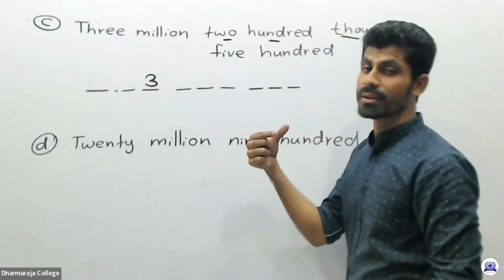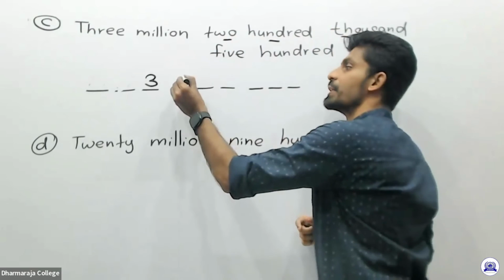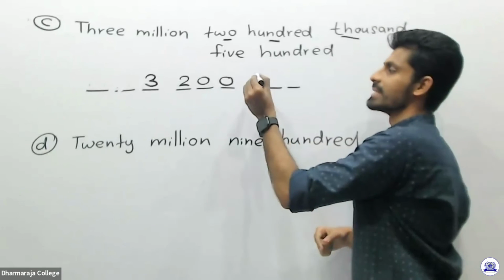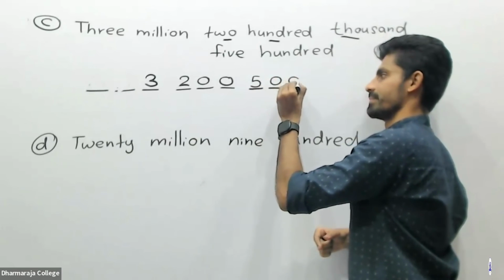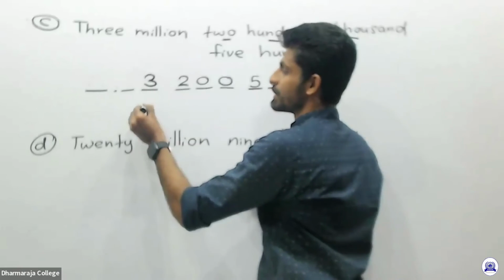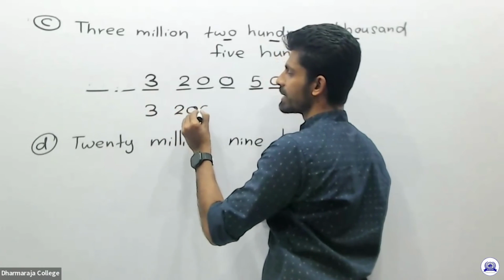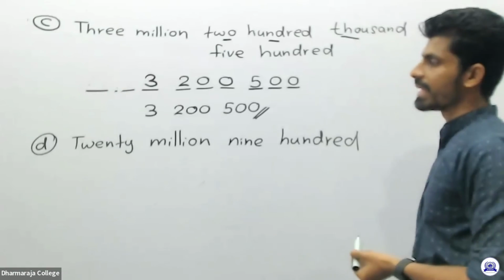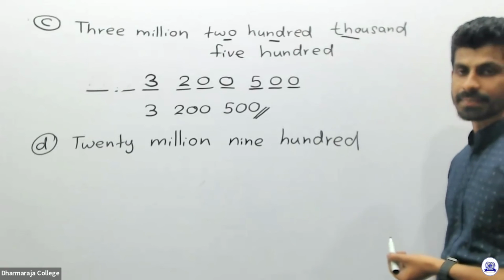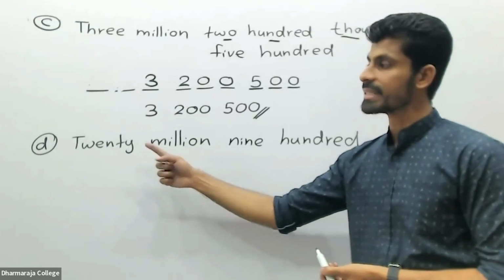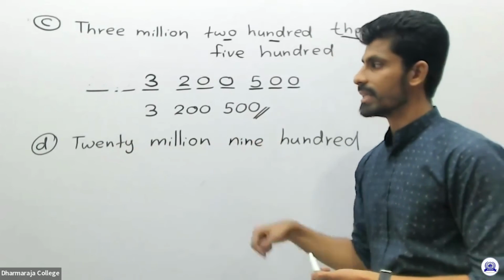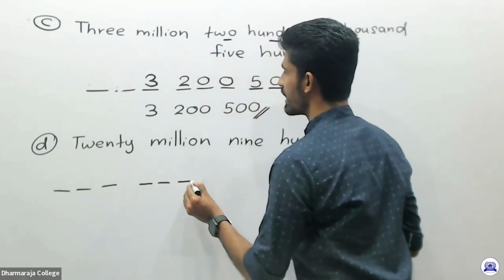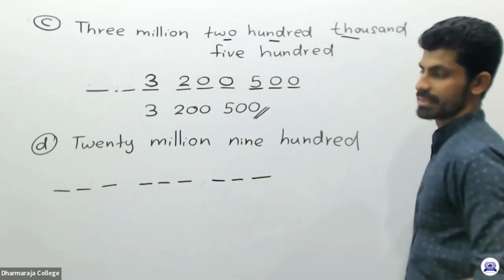200,000. This is the thousands period. 200,000. Then 500. So 3,200,500. Again, millions period. Millions means 1, 2, 3.